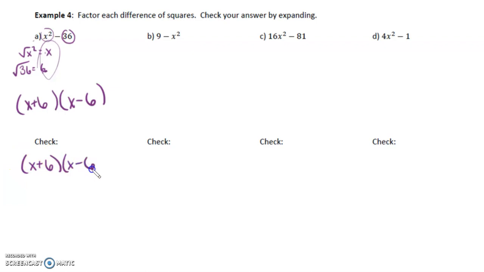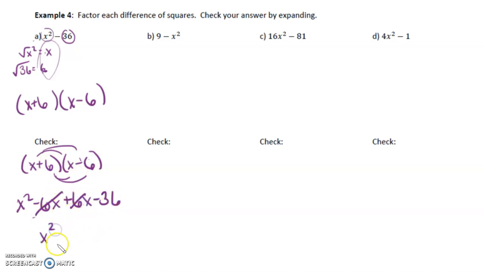Okay, and if we were to take it down here, and we want to check our answer by expanding, well, we would just have to go x times x is x squared, x times negative 6 is negative 6x, 6 times x is positive 6x, and 6 times negative 6 is negative 36. Those middle terms cancel out because they're the same, and we have x squared minus 36.